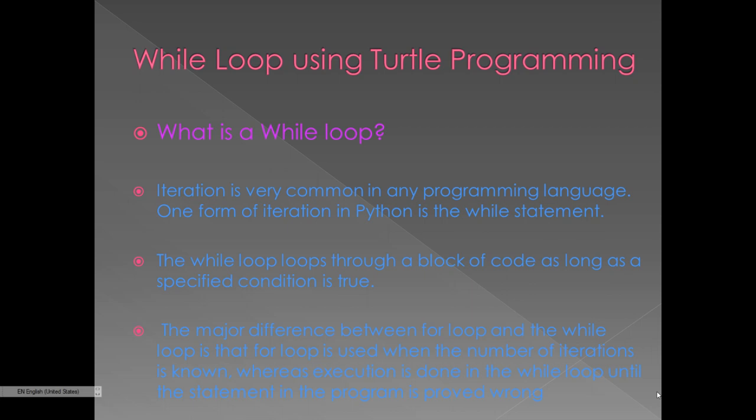a for loop is used when the number of iterations is known, like 10, 20, 30, whereas execution in the while loop continues until the statement in the program is proved wrong. So what we're trying to say here is that a while loop is a loop that repeats until the condition in the program is proved wrong.